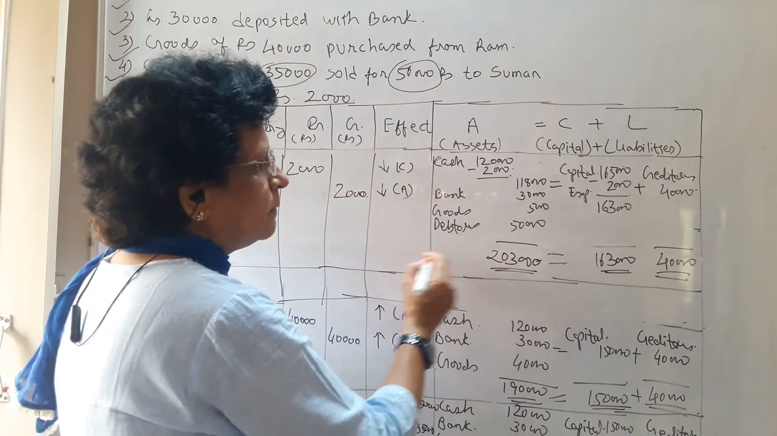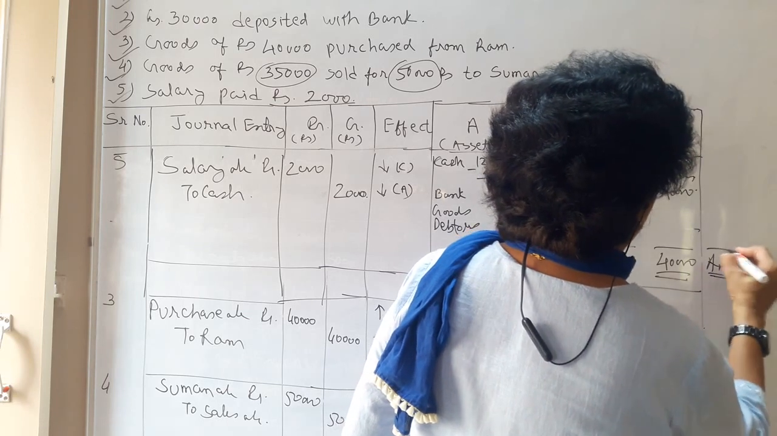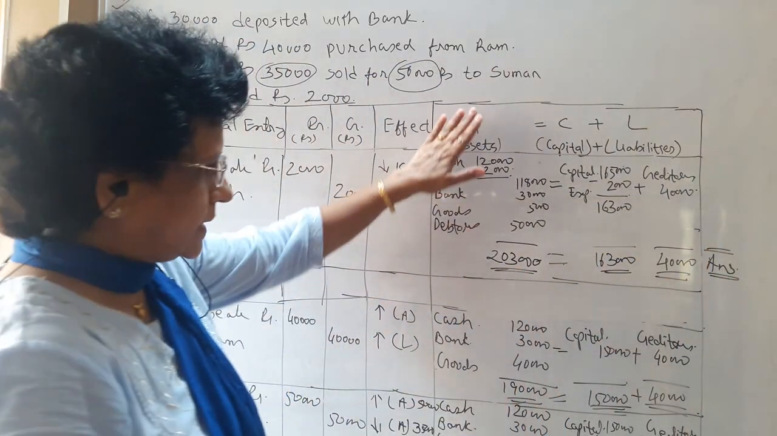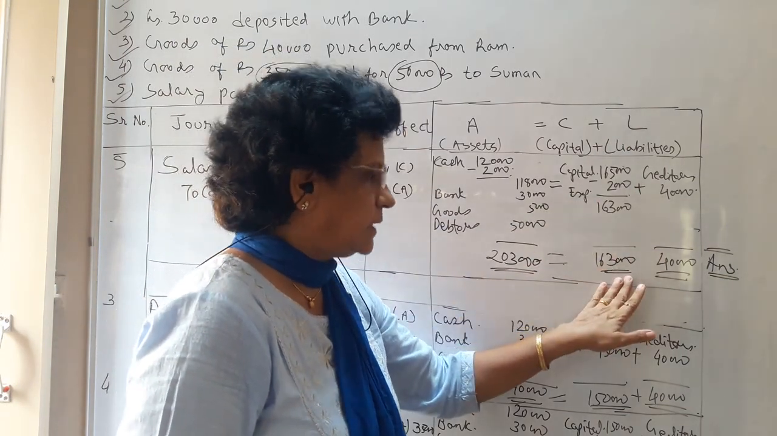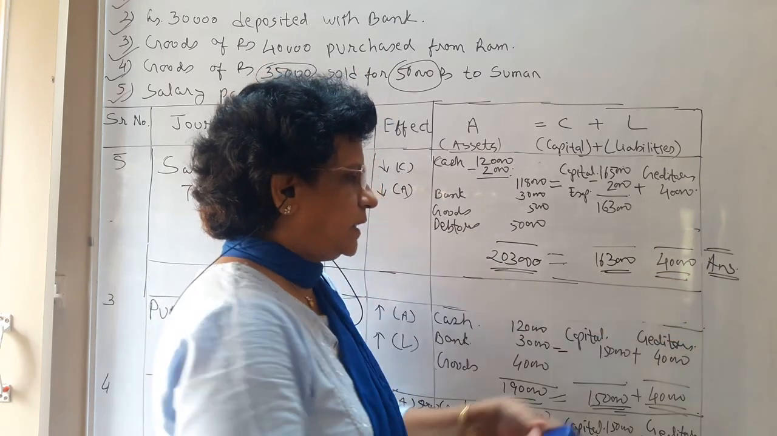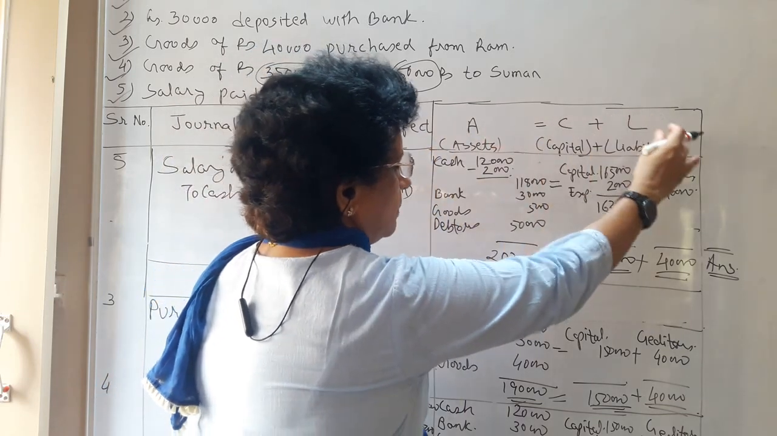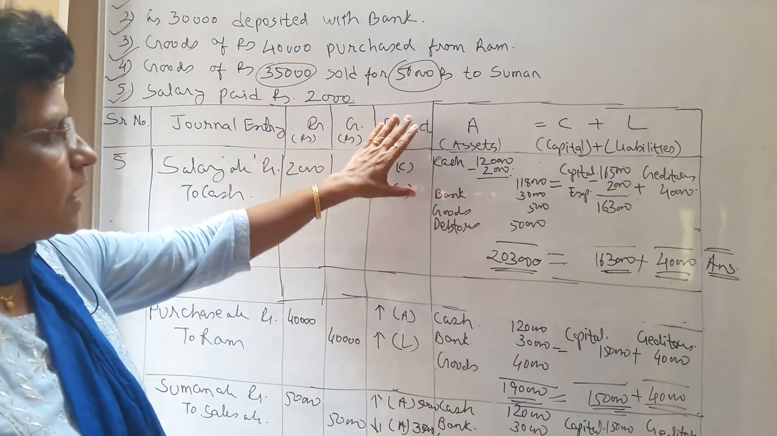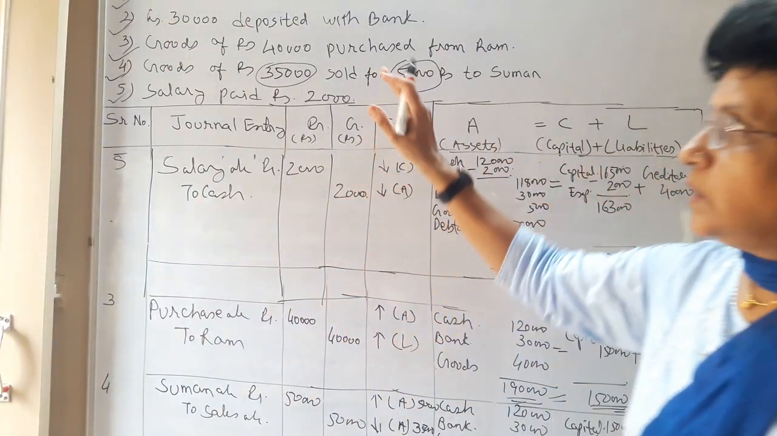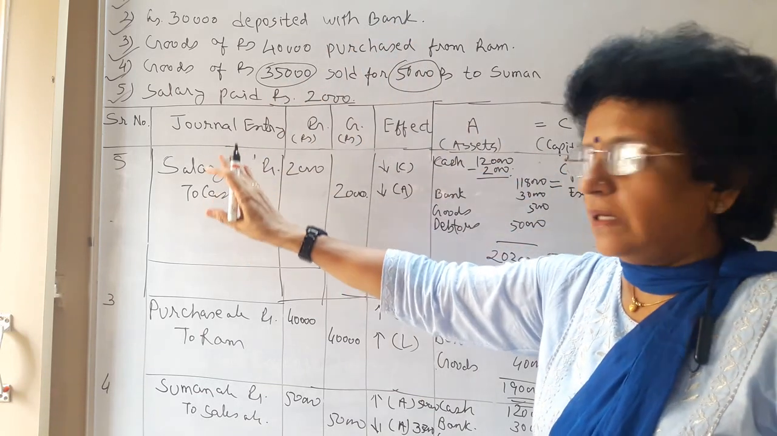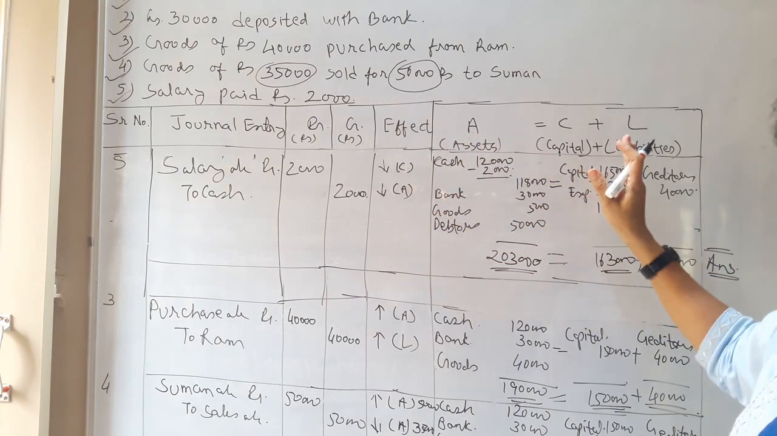So in this manner, the final answer of this particular question that we have done is: assets 2,03,000, liabilities in the form of capital 1,63,000 and other liabilities 40,000. So we can say A is equal to C plus L. In this manner the accounting equation presentation is to be done. So transactions are the same, journal concept remains the same, only the effect is to be shown in the equation form.